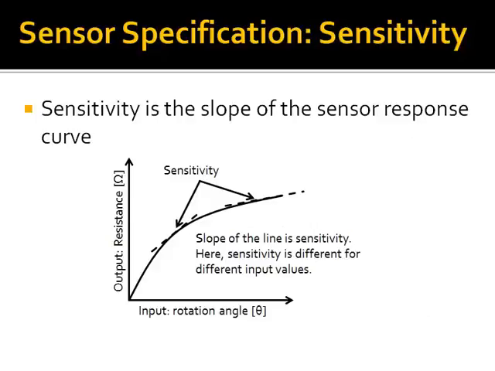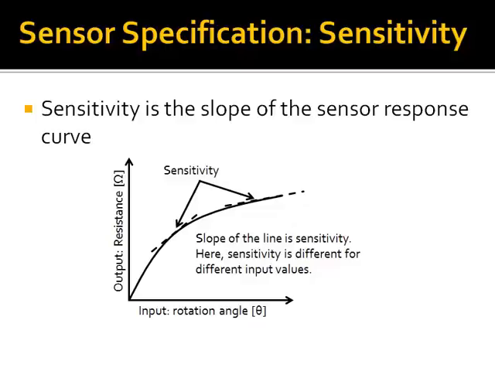Sensitivity is one of the sensor specifications or properties that we can get from the sensor response curve. Since sensitivity is defined as the change in the output divided by the change in the input, the sensitivity can be found as the slope of the sensor response curve.